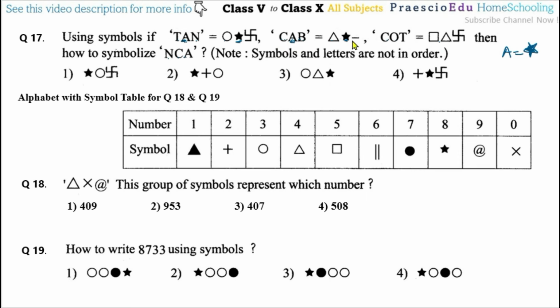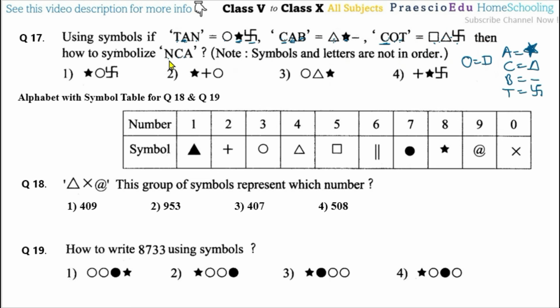Then after this, here and here C is the common one, and here the triangle is there, so C is equal to triangle. Now here the triangle and these two symbols, we got A and C, so B is equal to this dash. Now in this one T is common, so T is equal to this swastik symbol. T and C we know, so O is equal to square.